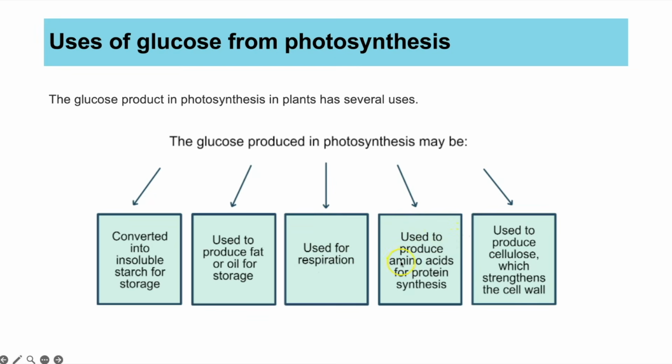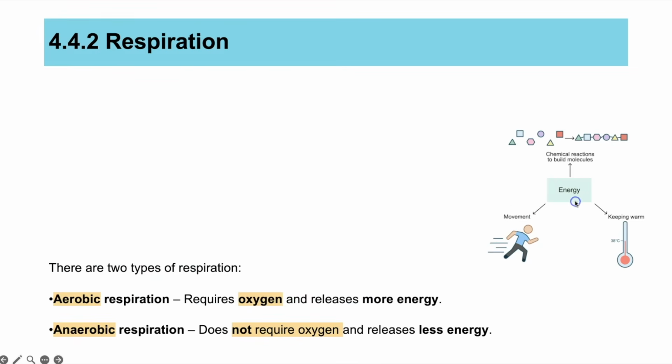Some of it is used to produce amino acids, which can then combine with nitrate ions absorbed from the soil to create amino acids and proteins. Some of it is used to make cellulose, which is what we find in the plant cell walls to provide structural strength. We then move on to respiration.